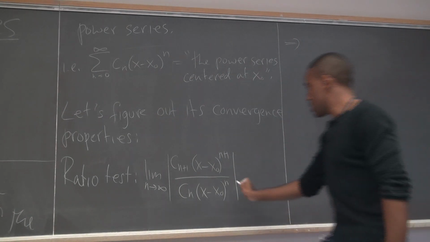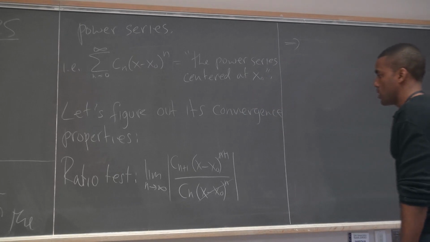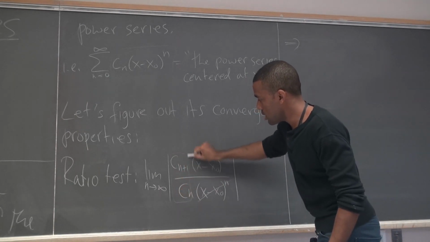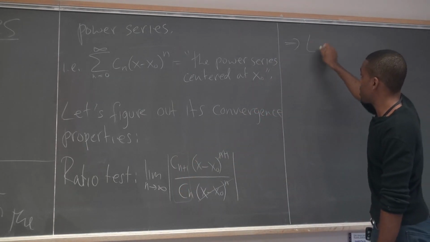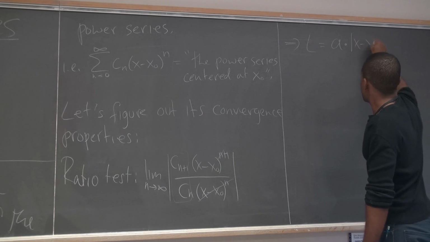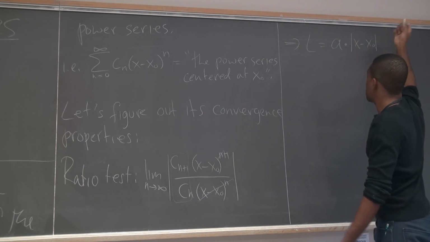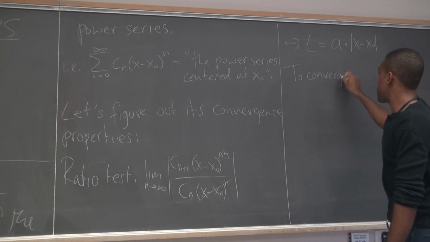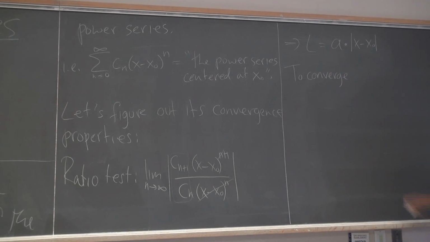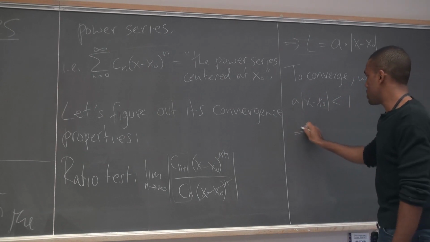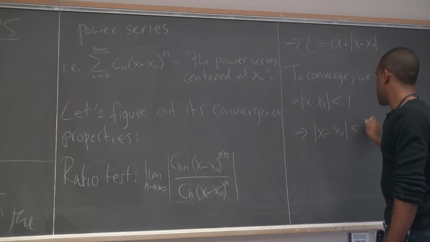What's going to happen here? Well, this guy's going to cancel with that guy. And I'm basically going to end up with this guy here, which is just a constant, right? Let's call that a constant. So this basically is going to give me L is equal to some constant times x minus x naught. Exactly. Right? So now, what do we need for this to converge? It has to be less than 1. We need x minus x naught times a to be less than 1, which means I need my x minus x naught less than 1 over a.